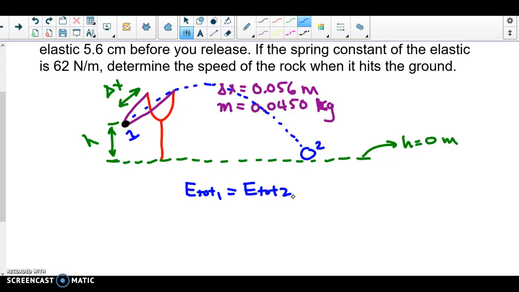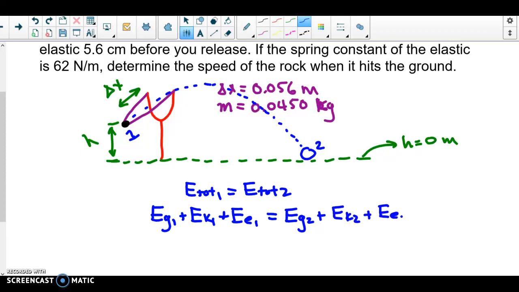So there are a bunch of different types of mechanical energy in this question. I've got some gravitational potential energy at point 1, possibly some kinetic energy, possibly some elastic energy. Same thing at point 2. Maybe I could have some gravitational, kinetic, or elastic energy. So I like to start my conservation of energy problems by stating this right off the bat.